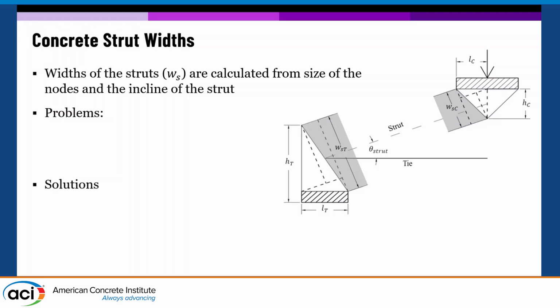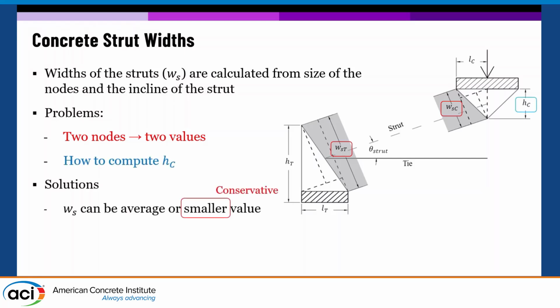Now, the next problem was calculating the strut width. Strut width is based on the nodes, and I will come back to the nodes as well. So there are, of course, problems. First of problems, there are 2 nodes, one in compression zone, another in tension, if you are loading this direction. Both of them have different width, so 2 values. The solution, you can take average or smaller, which we did, smaller value of the node.